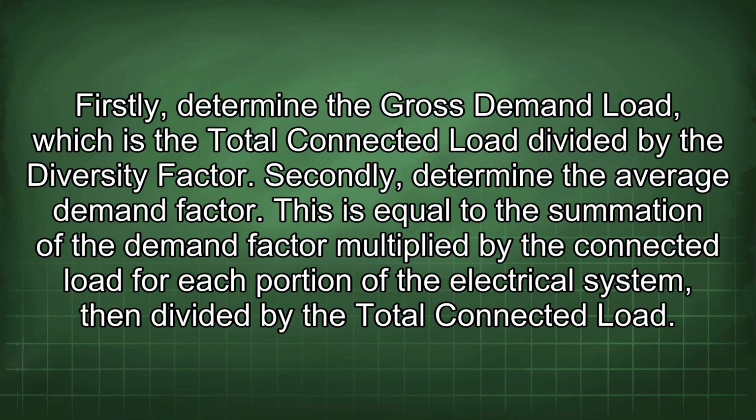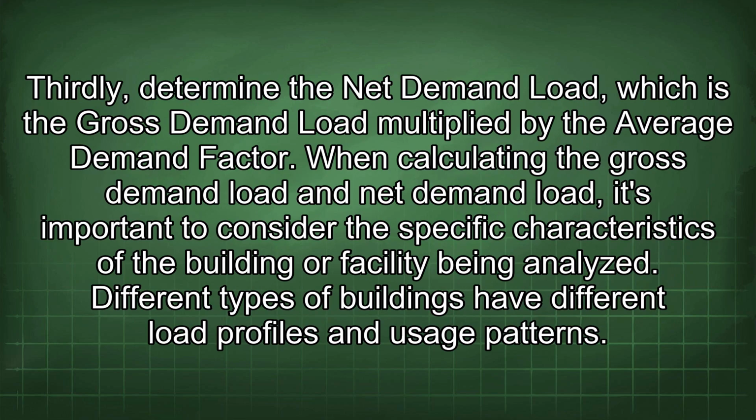This is equal to the summation of the demand factor multiplied by the connected load for each portion of the electrical system, then divided by the total connected load. Thirdly, determine the net demand load, which is the gross demand load multiplied by the average demand factor.